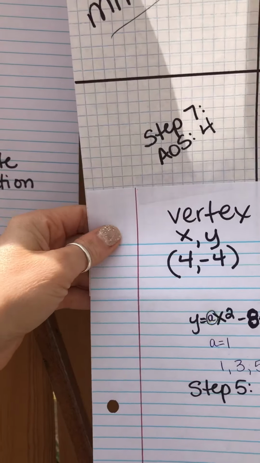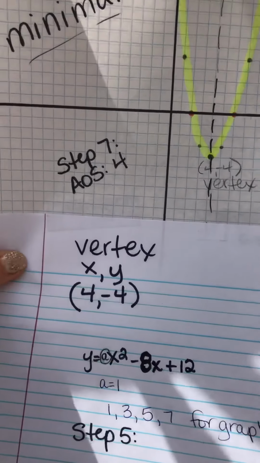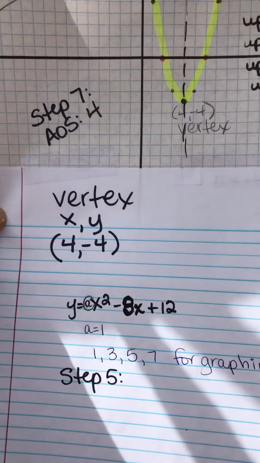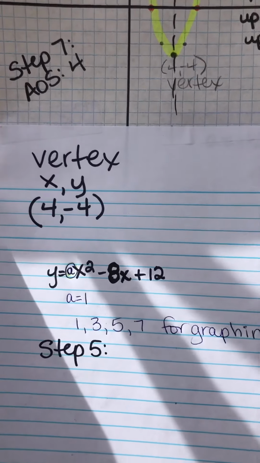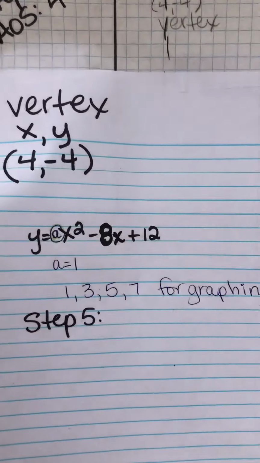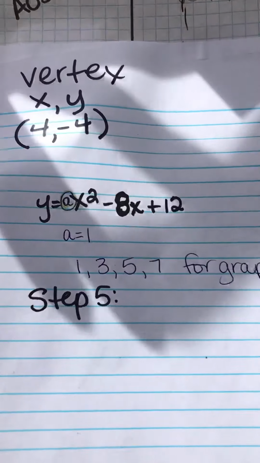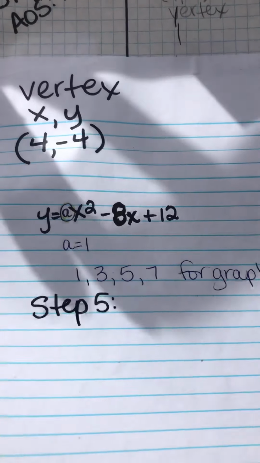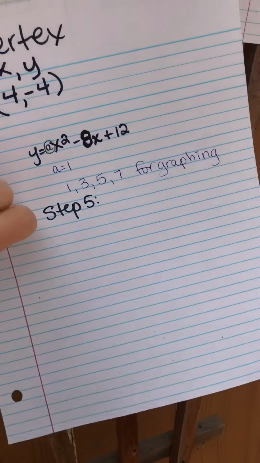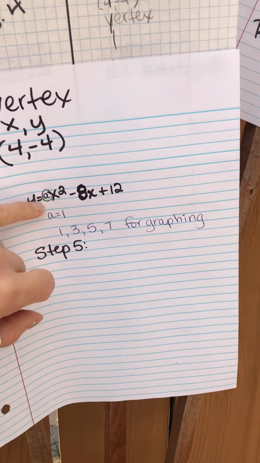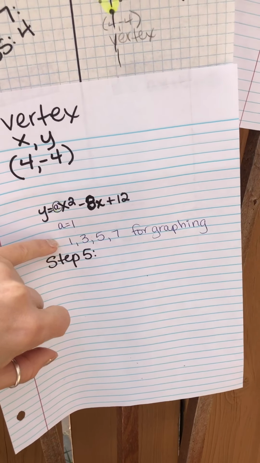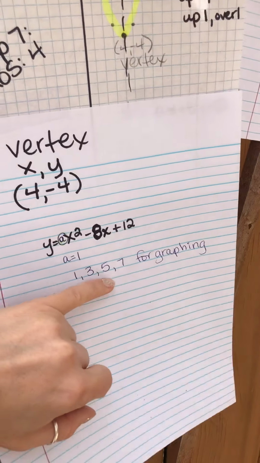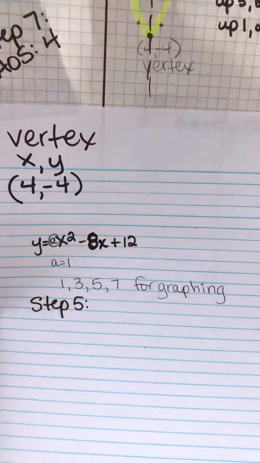Okay, now we're going to look over here. We've got step 5 on here, step 6, and step 7. So step 5, we're going to have to start graphing our points here. So y equals x squared minus 8x plus 12. We know that a is in front of the x. If there is not a number there, that's 1. A equals 1. So we're going to use the 1, 3, 5, 7 for graphing.